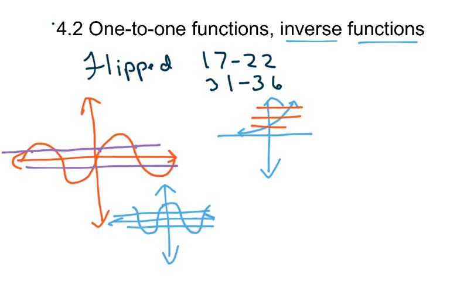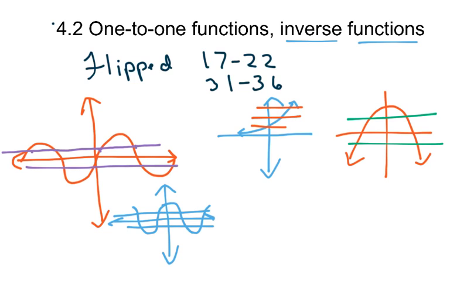Here's one I saw on your flipped work you're going to have to do, something like this. Is this one-to-one? No, because it crosses twice. At several locations it crosses twice. So it's not one-to-one, therefore it doesn't have an inverse. It would only have an inverse if we restricted the domain, say, between 0 and infinity, right? Then it might be one-to-one. But we don't have to worry about restrictions.